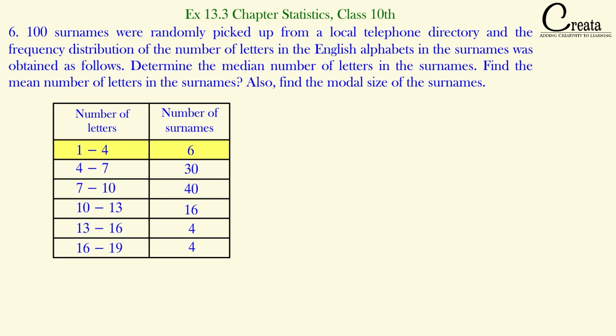Here in the first row, we have 6 surnames which have the number of letters from 1 to 4. In the second row, we have 30 surnames which have the number of letters from 4 to 7. Similarly, at the extreme end, we have 4 surnames which have the number of letters from 16 to 19. Very huge surnames. Can you give some examples in the comment section?